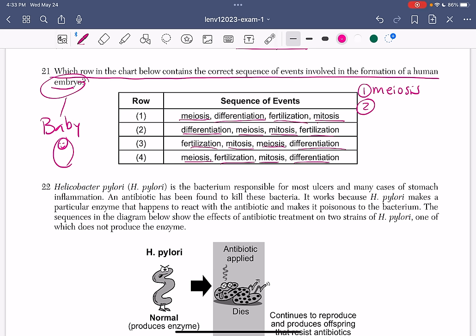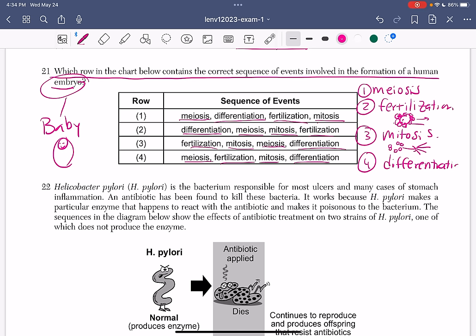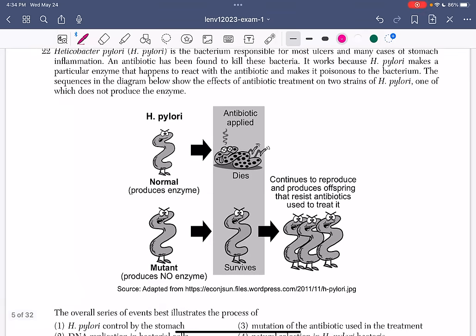Then you need to fertilize the egg with the sperm. So fertilization is next. Once it's fertilized, you get a zygote, right? And then it starts splitting and growing into more and more cells. So that growing and developing is mitosis. And then once you get those growing cells, they have to start changing into skin cells, brain cells, blood cells, bone cells. And that is differentiation. Okay, so let's see which one has meiosis first. 1 and 4. So we're going to eliminate 2 and 3. Meiosis, fertilization, mitosis. So the best choice for 21 is choice 4. All right, let's keep going.